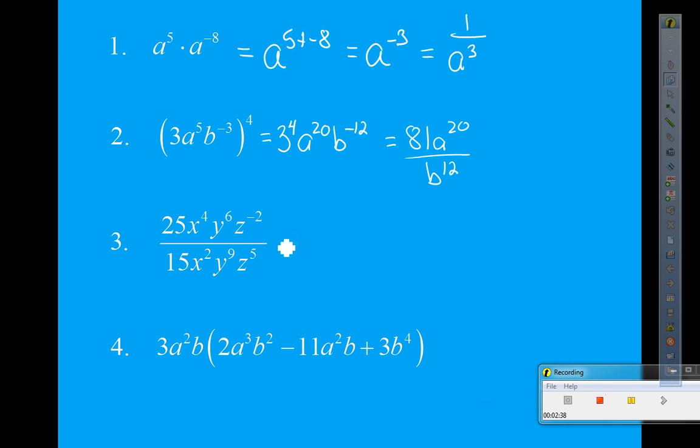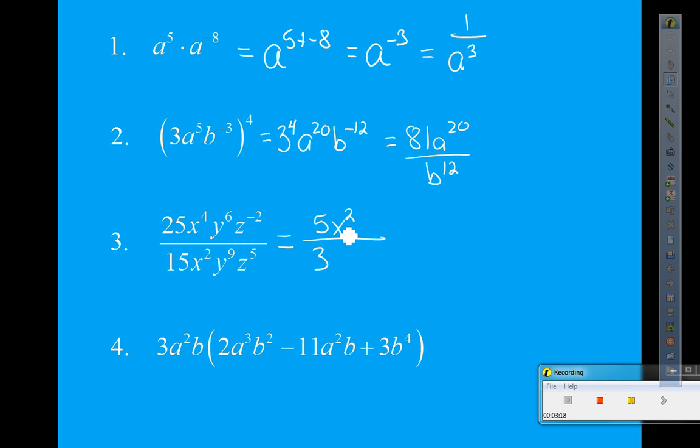Here's my number 3. You need to remember the rule, and we'll use this today. The rule is if it's rational, meaning a fraction, you're going to reduce the coefficients, and you're going to subtract the exponents. So a better name for 25/15, that's going to be 5/3. Notice how I drew my division line. I drew it long because I know there's more coming. Now I've got x to the 4th over x squared, so I'm going to go 4 minus 2 and get x squared, which is positive, so that's on top.